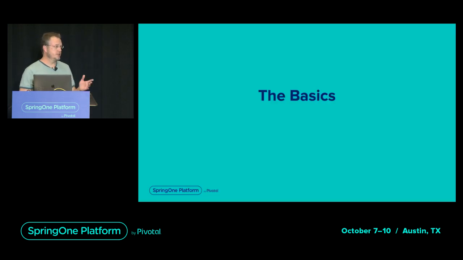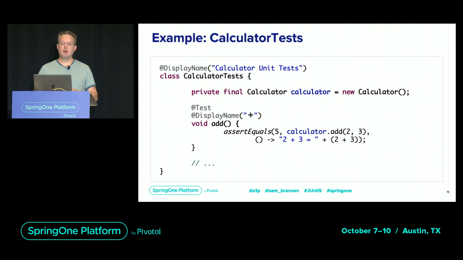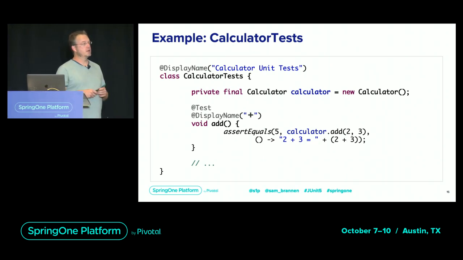Now the basics, just to give you an idea of what it looks like. Here we have a test class. As you see here, it doesn't have to be public. By default, the name would be CalculatorTests, but you can give it something custom like this, @DisplayName Calculator unit tests. And then for your test methods, we have the @Test annotation, like with JUnit 4.